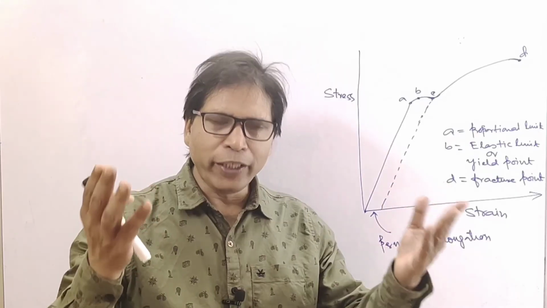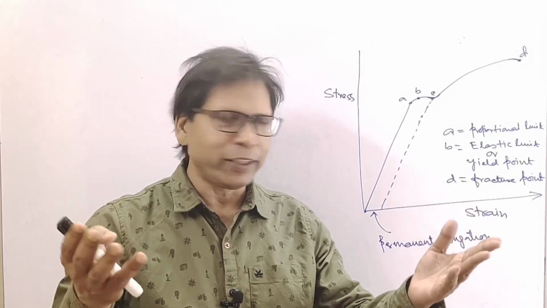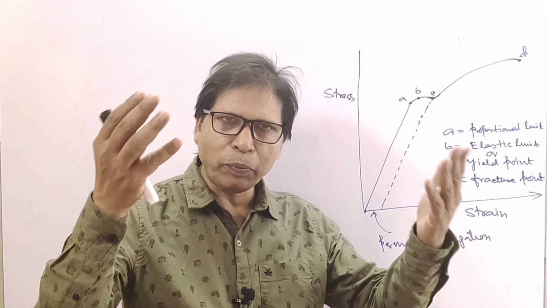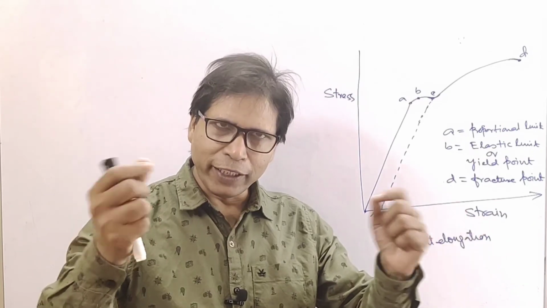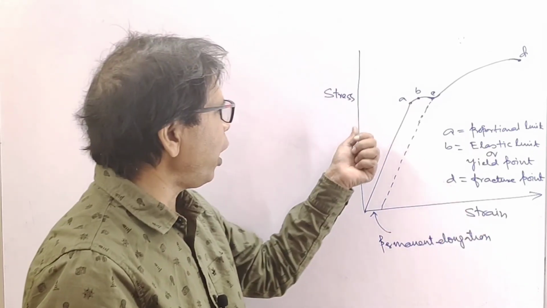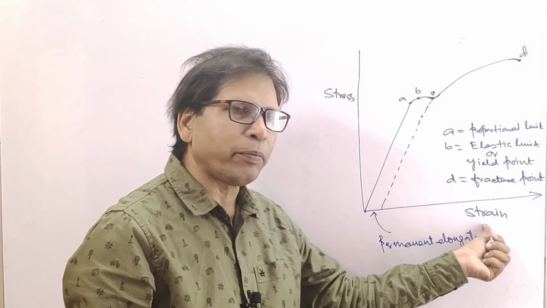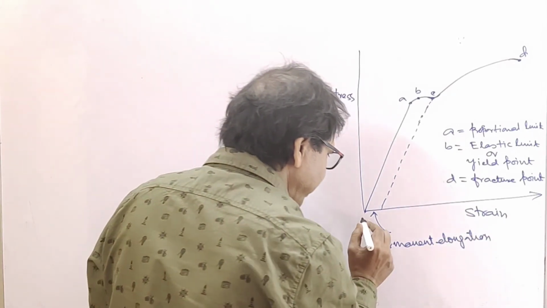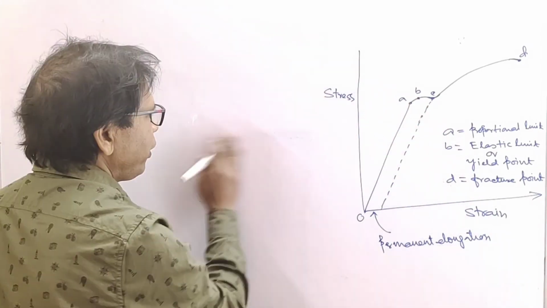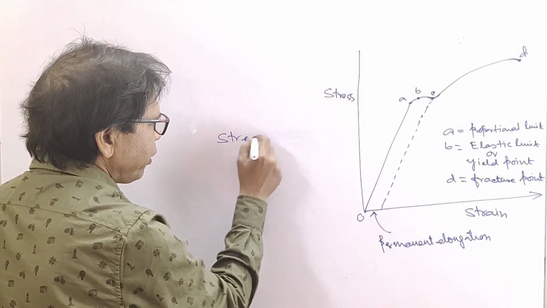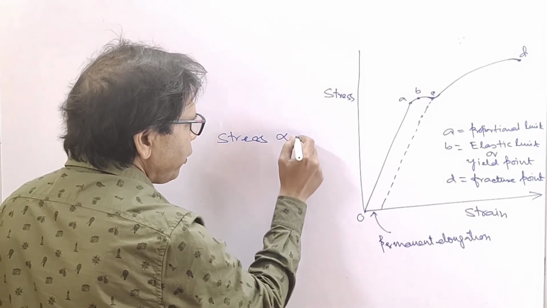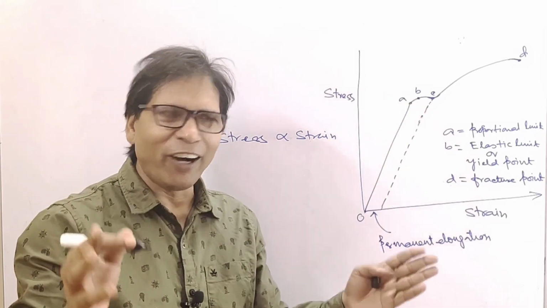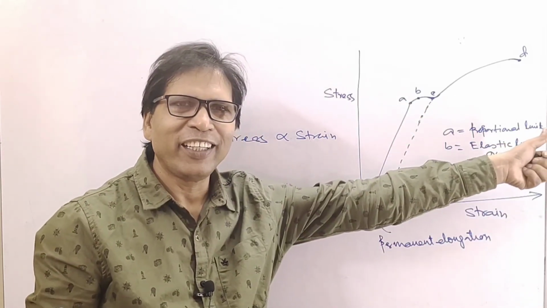Next, if a load is applied on an elastic substance, strain occurs. Simultaneously, a reaction force is produced in it. Therefore, stress is also produced. Now, if we draw the stress-strain curve of an elastic substance, look at this. This graph is a straight line from O to A. Here, stress is proportional to strain. This OA region is called the proportional limit.